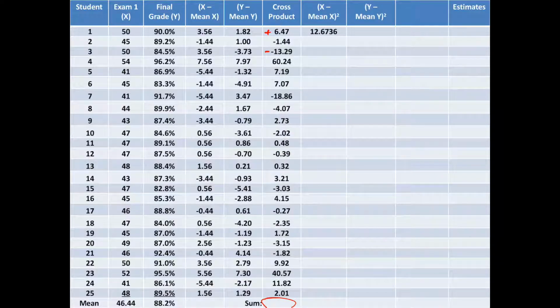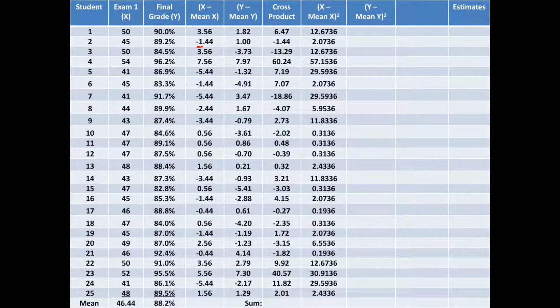So the next thing we're going to do is to calculate the x minus the mean x squared. In other words, the deviation squared, which is pretty straightforward. We just take 3.56, square it to get this, and do that for every other one. Negative 1.44, when you square it, is positive 2.0736. So remember, everything here is going to be positive because it's squared. This is, in general, telling us how much deviation or how much variability there is in these data.